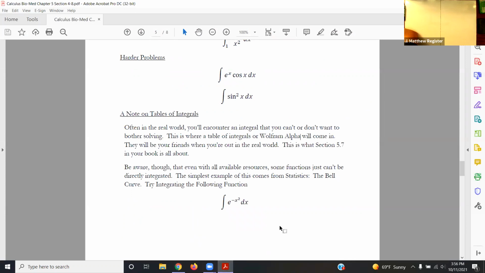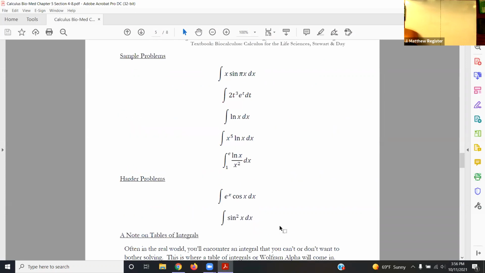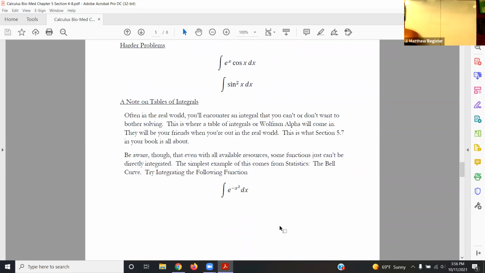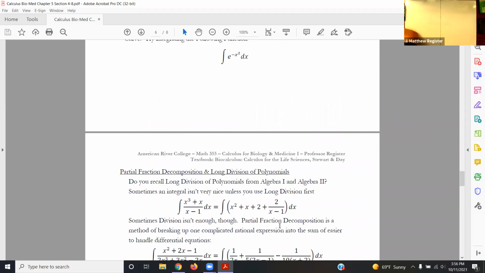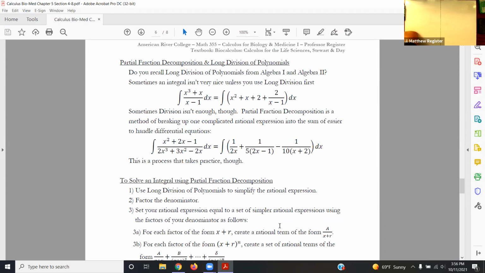But that's our third technique. And so our second technique was integration by parts. Our third technique was the table of integrals. Our next technique is partial fraction decomposition and long division of polynomials. This is a very, very complicated technique, and the problems related to it can get very long and very tedious.